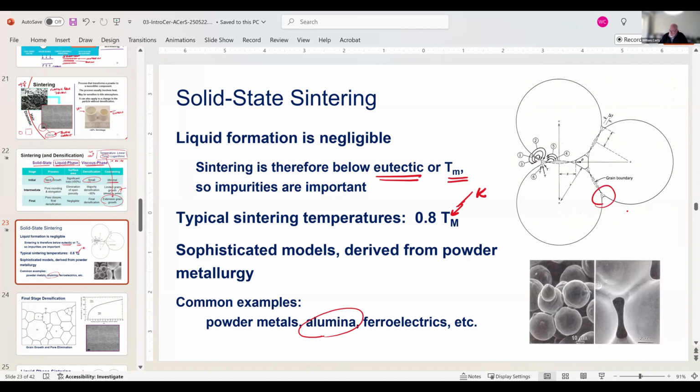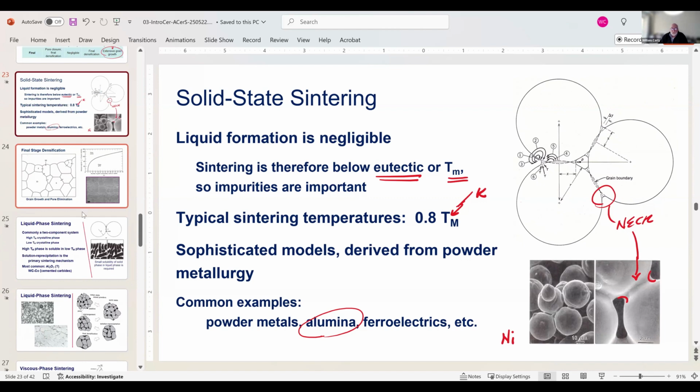This neck is what's here. This is the neck. And you can also see the neck here. You can see where the neck is formed between two spherical particles. I'm cheating here. This is actually nickel. But it's such a great illustration of neck formation that I included in the image to show you what's going on. The cartoons for intermediate stage sintering are rough, so I don't use those.